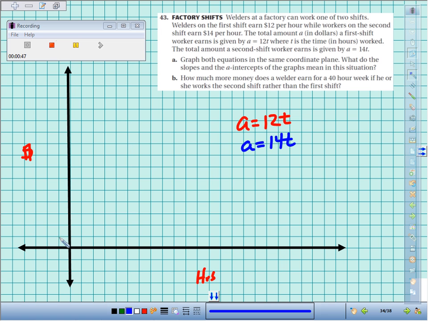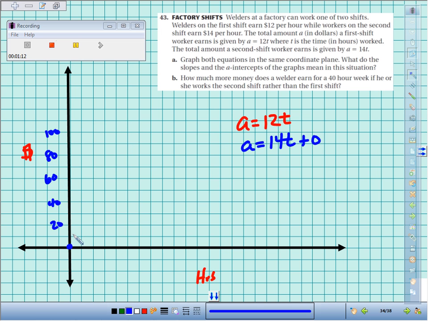For the blue equation, we have a y-intercept we don't see. It's 0. Makes sense. If you don't work, you don't get any money. And a slope of 14. So up 14 over 1, I'm going to have trouble fitting that on this graph. I'm going to choose to go by $10 increments. So there's 10, there's 20, 30, there's 40, 50, there's 60, 70, 80, 90. We'll go up to $100.